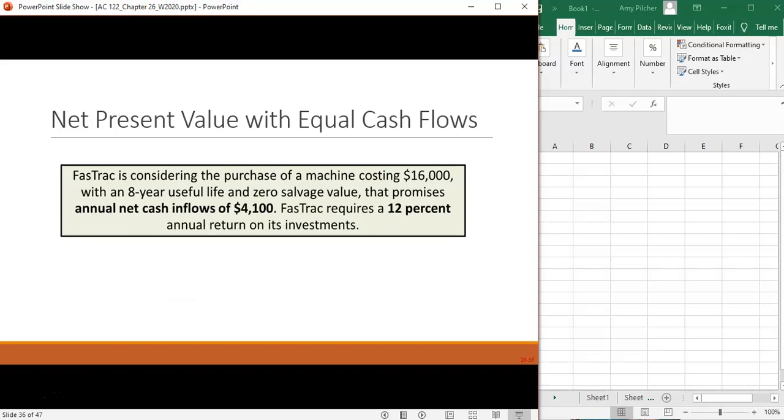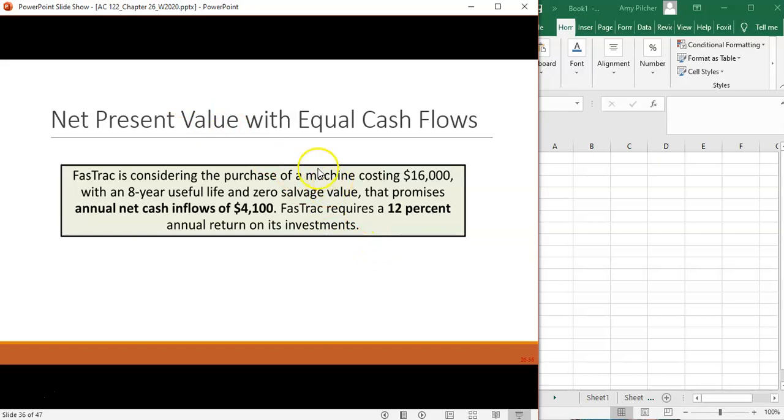Now we're going to look at a net present value example. This example has even cash flows. So when we have even cash flows, that's an easier amount to calculate. So we're going to look at the present value of an 8-year useful life. We have 0 salvage value. We have a $16,000 piece of equipment, a 12% annual return on our investments, and annual cash flows of $4,100.